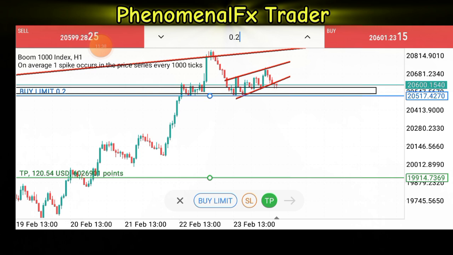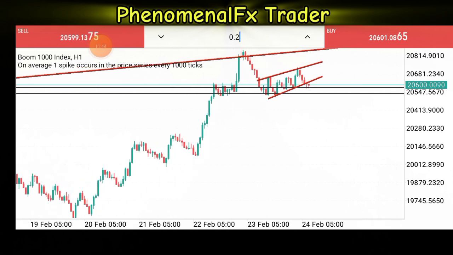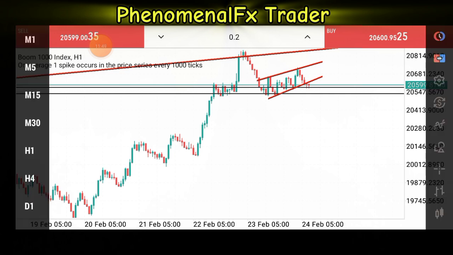All right, so patience is key. If you can just patiently wait for the market to give you that confirmation that you need, then you have the opportunity to enter the trade, set your stop loss, and trust me, you will make so much profit. All right, you make so much profit. All these things play out very nicely.